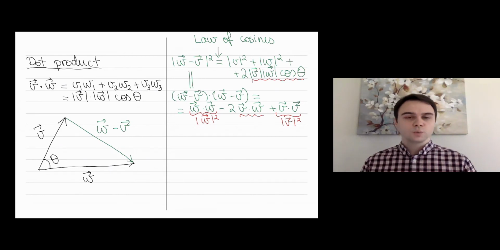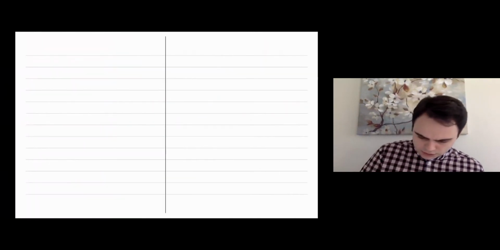There's another product that we can form, another pairing between vectors. That's called the cross product.